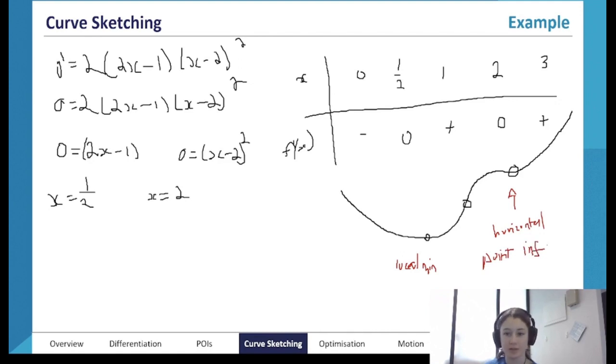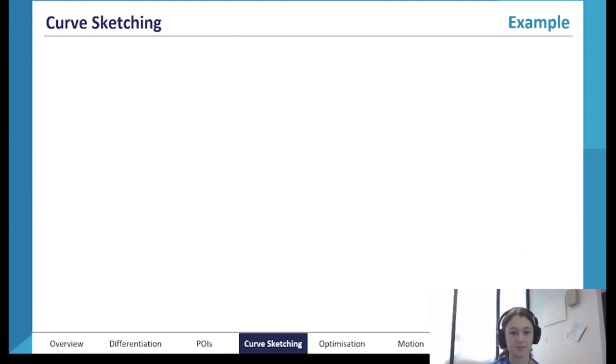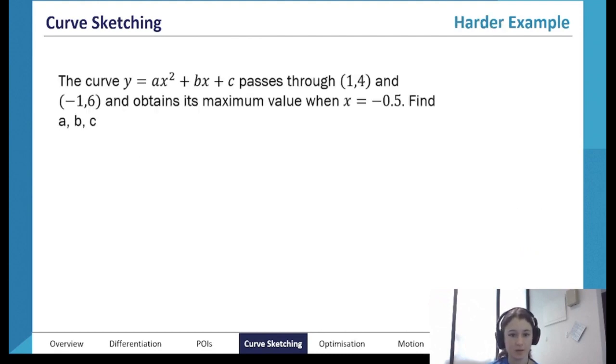So those are the nature of our two stationary points. Okay, now we have one more harder example. We have a curve y equals ax squared plus bx plus c, passing through the points (1, 4) and (-1, 6), and it obtains its maximum value when x equals negative a half. We need to find a, b, and c.